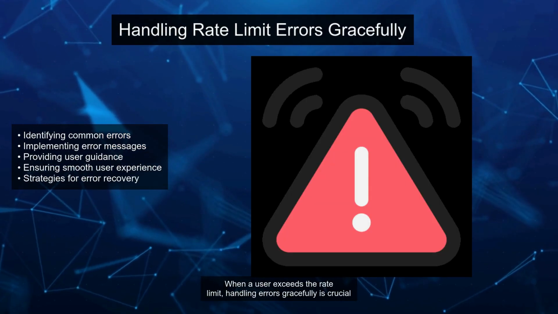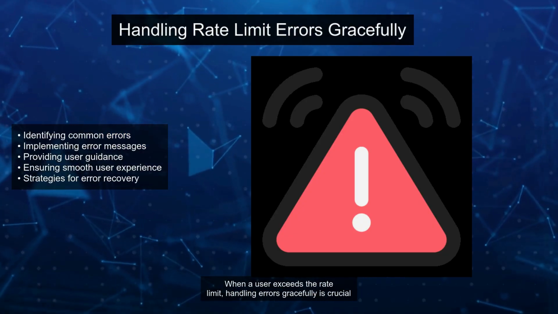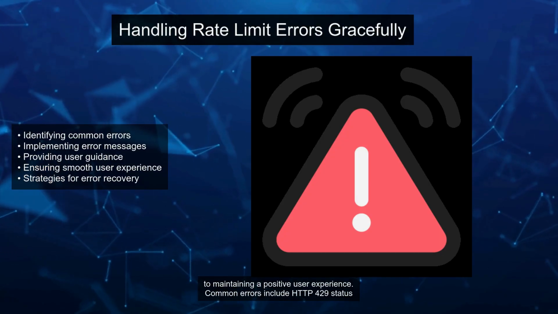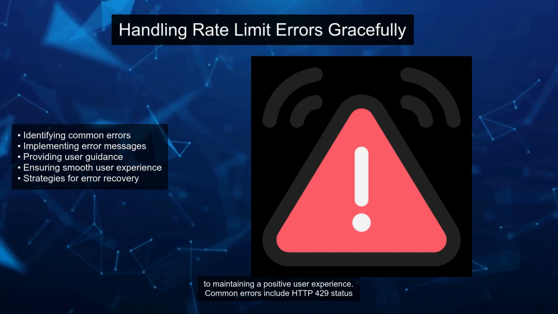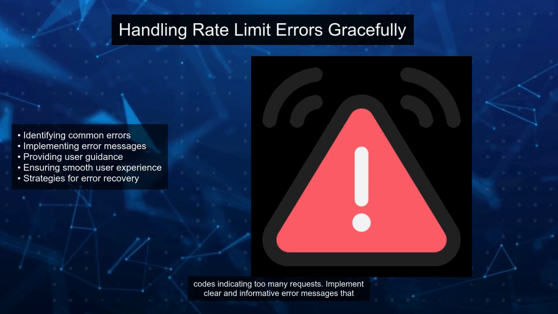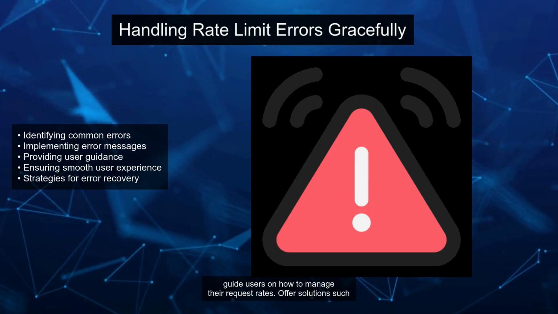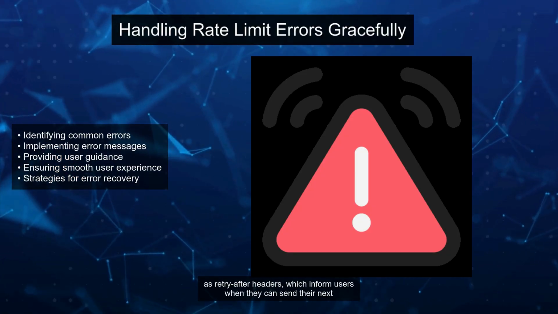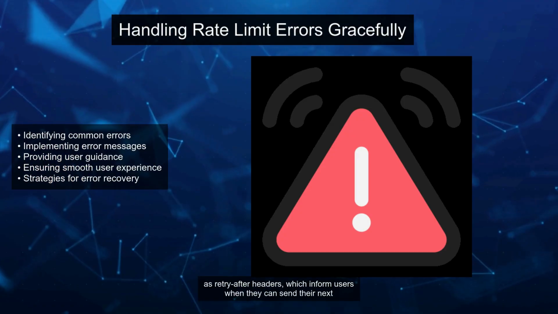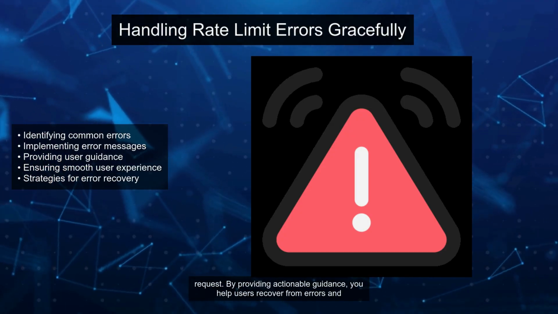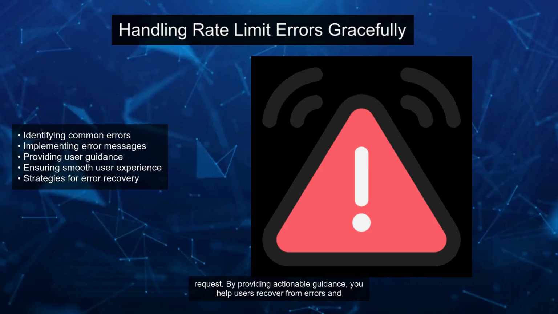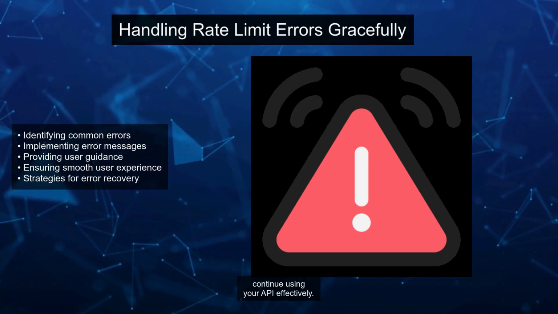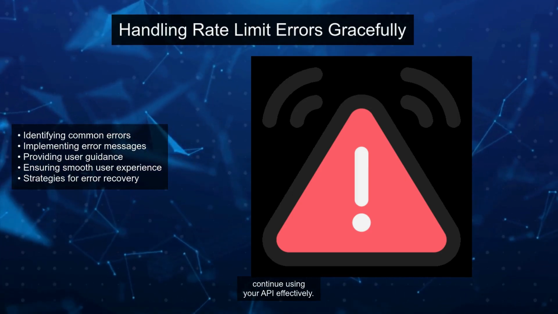When a user exceeds the rate limit, handling errors gracefully is crucial to maintaining a positive user experience. Common errors include HTTP 429 status codes indicating too many requests. Implement clear and informative error messages that guide users on how to manage their request rates. Offer solutions such as retry after headers, which inform users when they can send their next request. By providing actionable guidance, you help users recover from errors and continue using your API effectively.